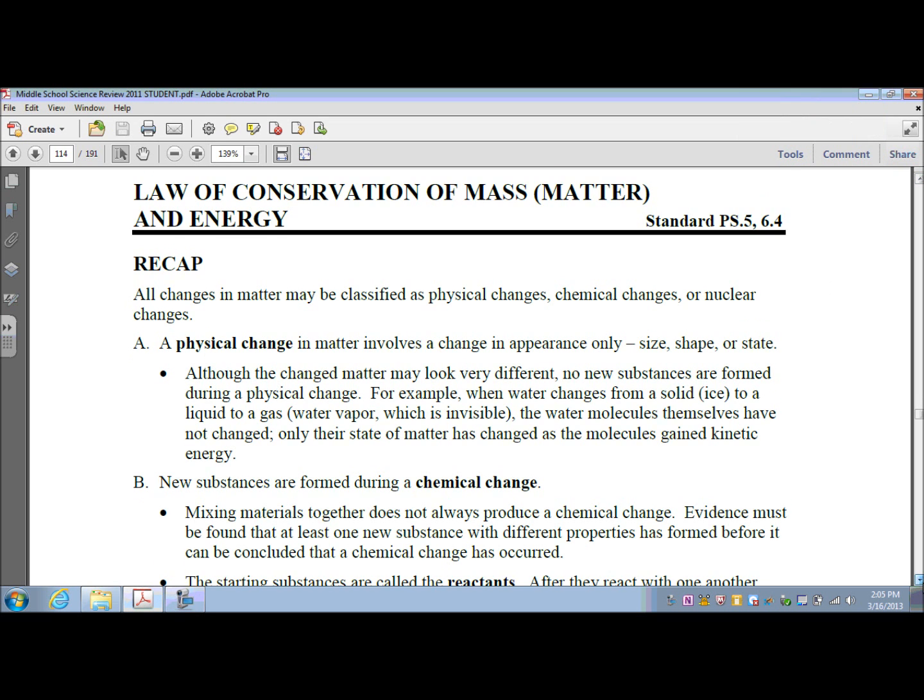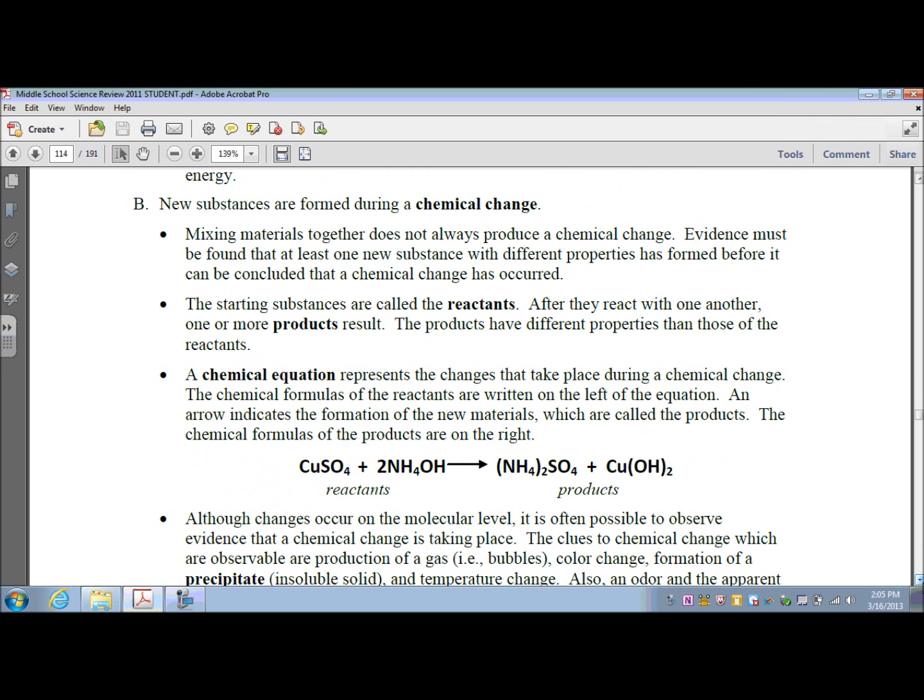Section B. New substances are formed during a chemical change. Mixing materials together does not always produce a chemical change. Evidence must be found that at least one new substance with different properties has formed before it can be concluded that a chemical change has occurred.